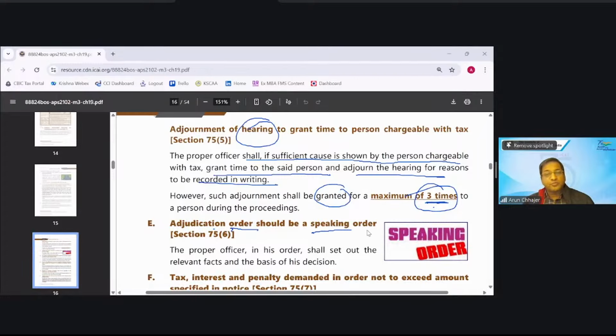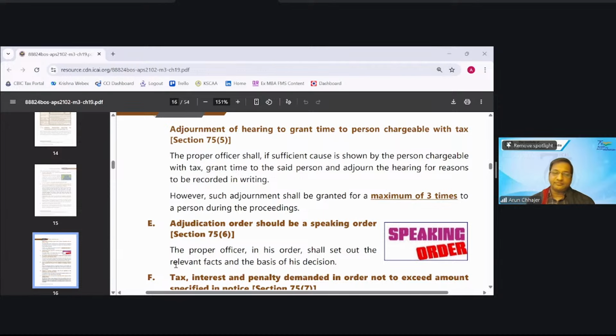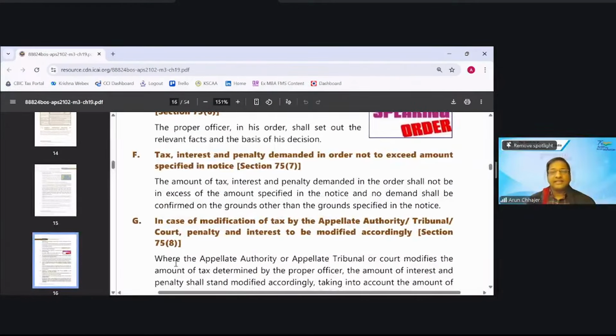Adjudication order should be a speaking order. It shall set out all the relevant facts and the basis of his decision. Tax, interest and penalty not to exceed the amount specified in the notice.